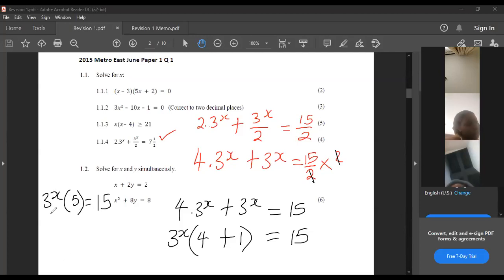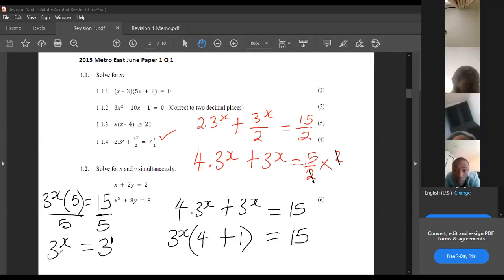I can divide across by 5, so 3 to the power x is equal to 3. Remember, 3 is 3 to the exponent 1. With the same bases being equated, the exponents are also equal. So x becomes 1. I'm having an answer for x, which is equal to 1.